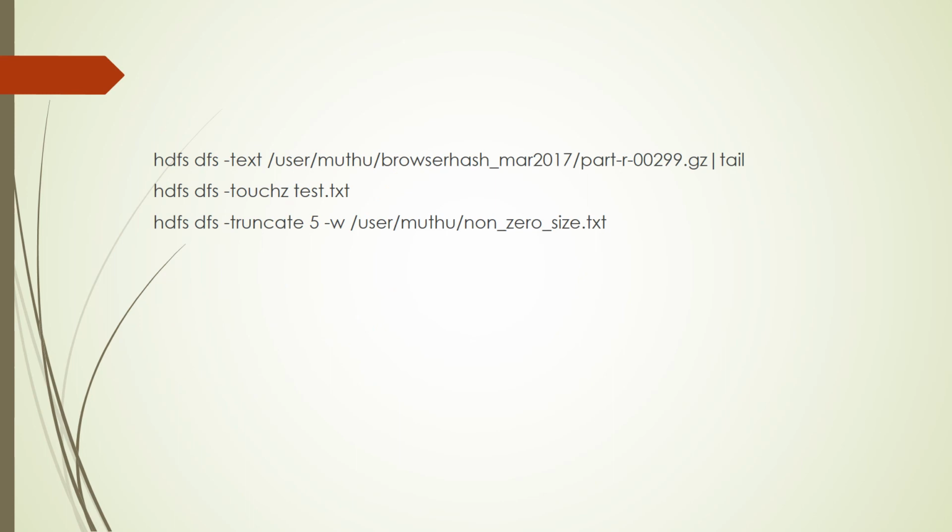-text, it will read the compressed file and display it in human readable format. Here I used tail command to display only the last 10 lines. -touchz, it will create the 0-byte file in Hadoop. -truncate -w 5 file name, it will truncate the file into size of 5 bytes and it will wait until the command completes.